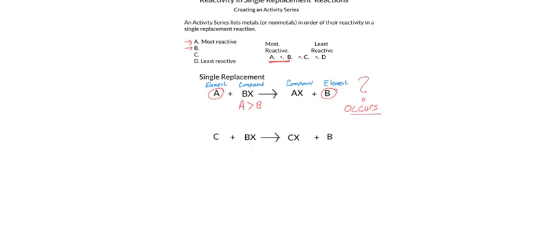In this reaction, our two elements are C and B. To see if this reaction actually occurs, we check to see if the element on the reactant side is greater than the element on the product side. And here we see that is not true up above, so this reaction does not occur.